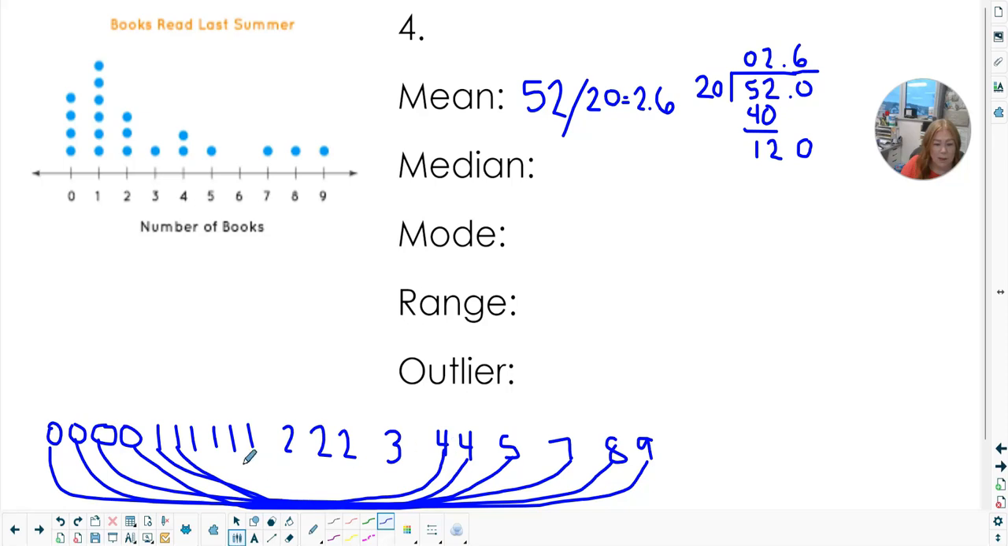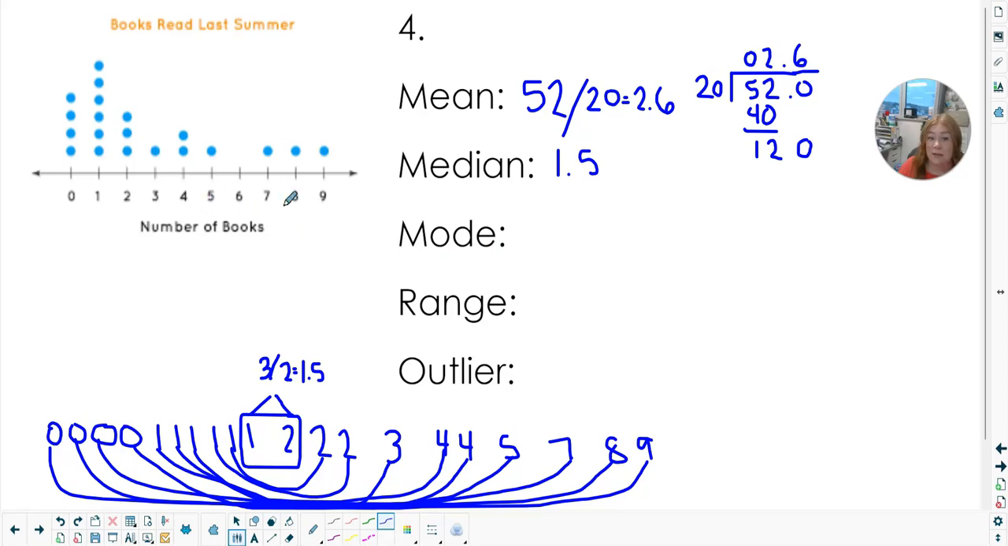And we got another 1, another 1, another 1, another 1. So in the middle here we have 1 and 2. So the middle of 1 and 2 is 1.5. Right, we can also add those together to get 3 and divide that by 2. Half of 3 is 1.5. So our median, middle, 1.5, right? That seems pretty accurate. Lots of people read 1, 2 books there.